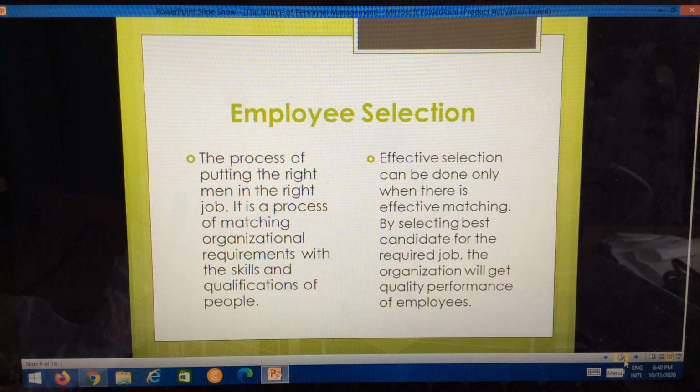Employee selection. The process of putting the right man in the right job. It is a process of matching the organizational requirements with the skills and qualifications of people. Effective selection can be done only when there is an effective matching by selecting the best candidate for the required job. The organization will get quality performance of employees.